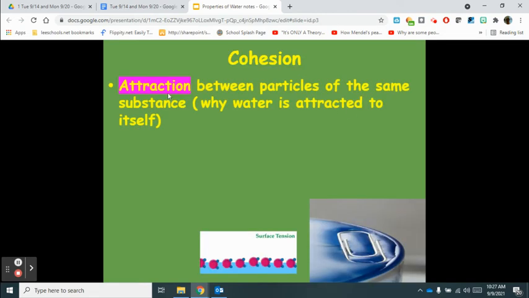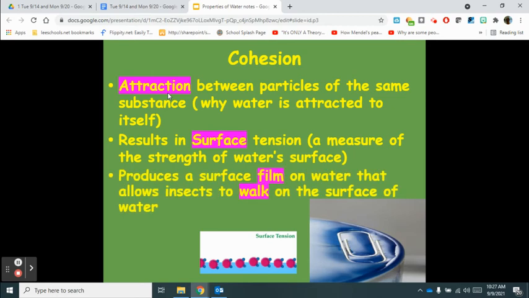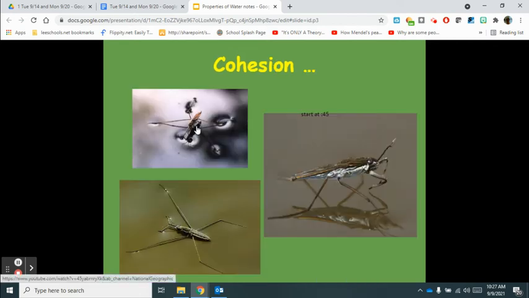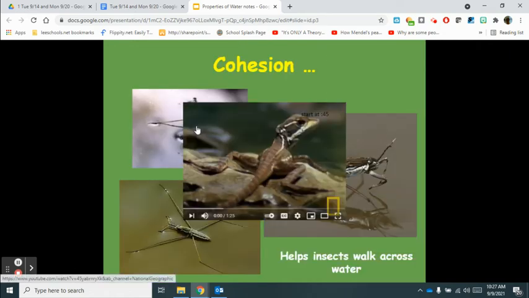Cohesion is the attraction between particles of the same substance. It's why water is attracted to itself. It results in surface tension, a measure of the strength of the water surface. It produces a surface film on water that allows insects to walk on the surface of water. Here's some cohesion. It helps insects walk across water. You can go and look up this Jesus lizard and you can see it walking on the water.